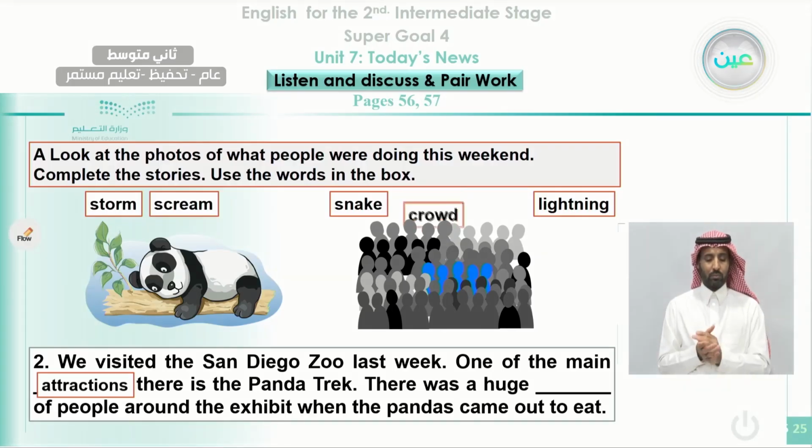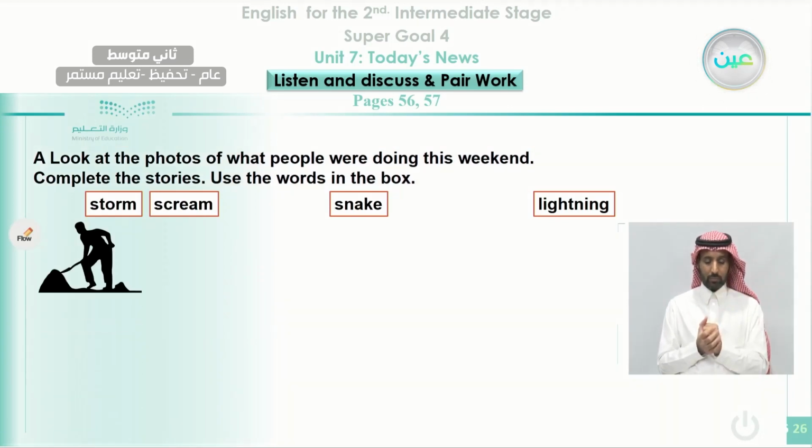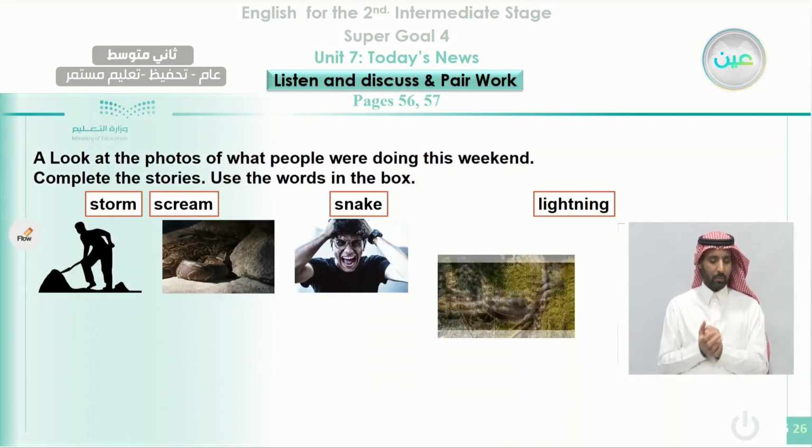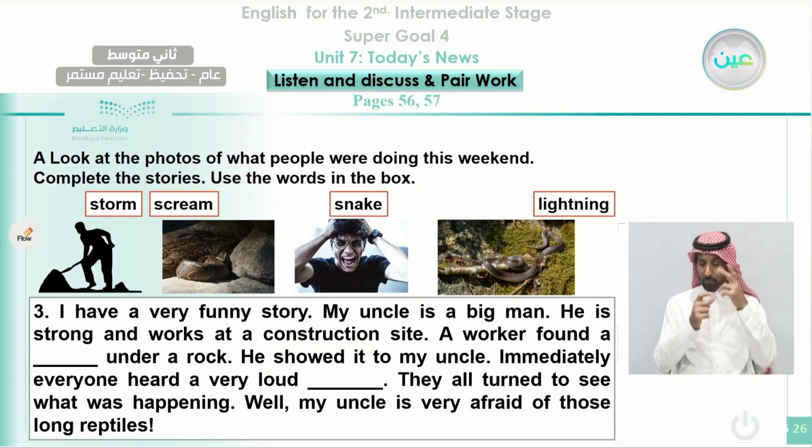There was a huge crowd, that means a lot of people, as you can see in the picture here, around the exhibit when the pandas came out to eat. Okay. Also here we are talking about these pictures. Let's read number 3 and find out how we can fill the gaps.